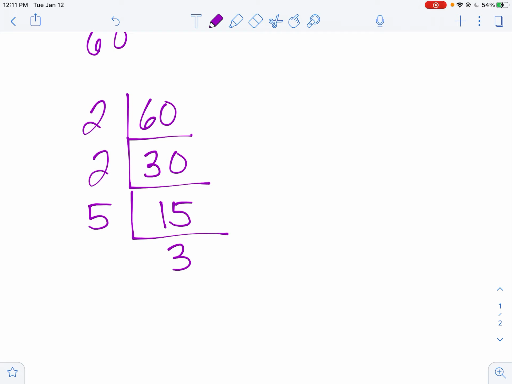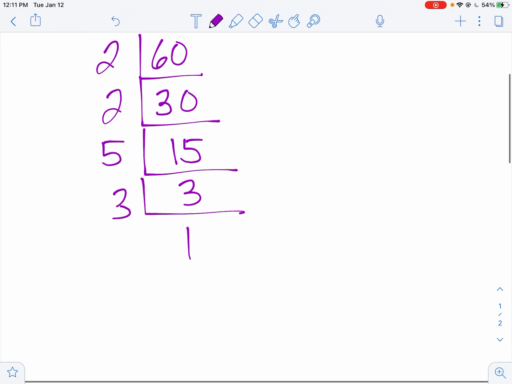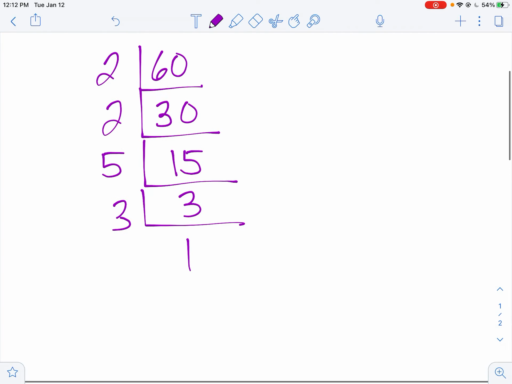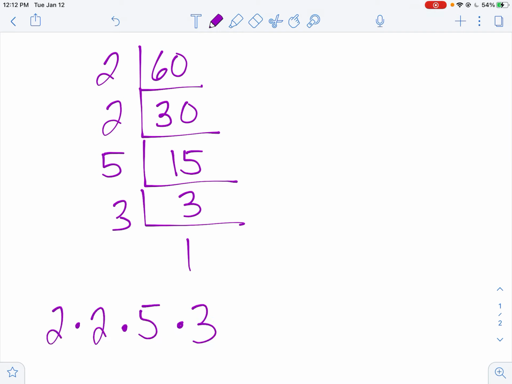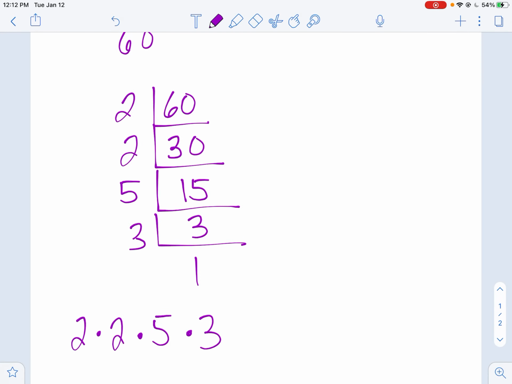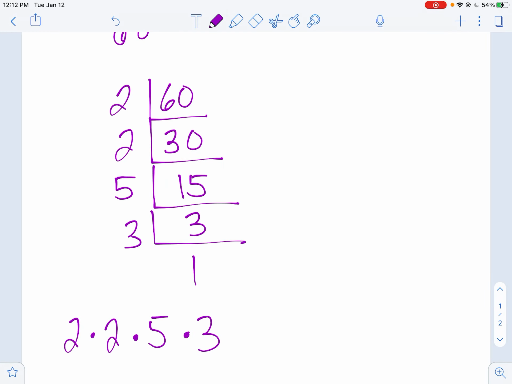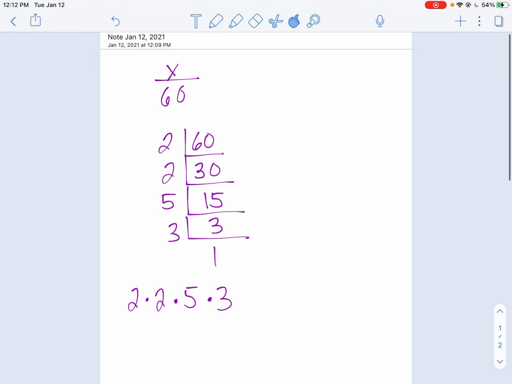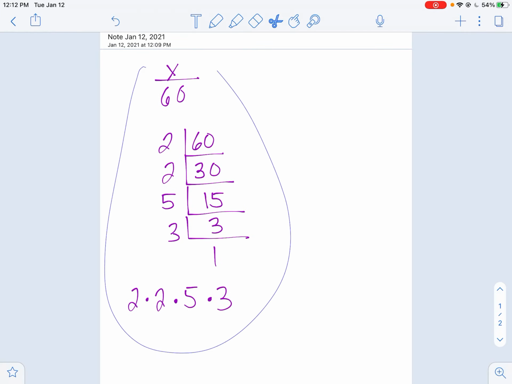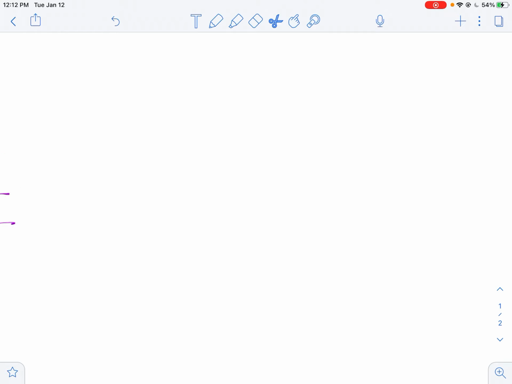And now I'm thinking, is there anything I could divide 3 by? Not really. I can divide 3 by 3 to get 1. I technically could do that, I guess. And ideally, that's where you can get to. I've just broken this down to its prime factors. So the prime factorization of 60 would be 2 times 2 times 5 times 3, and you really don't need to include the 1. So that's a nice, easy way to factor something. You don't really have to sit there and do a factor tree or anything.